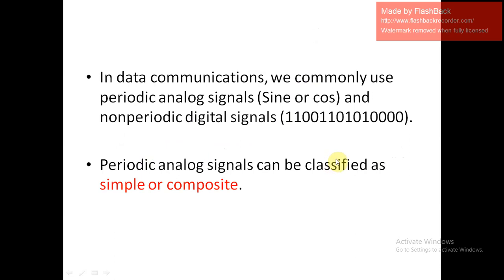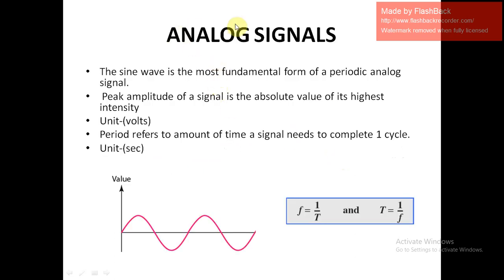Right now, I will first come to the analog signal part. There are two types of analog signals. One is the periodic signal, another is the aperiodic signal. In case of periodic signal, this is an example of a periodic signal. This is a basic sine signal we have.